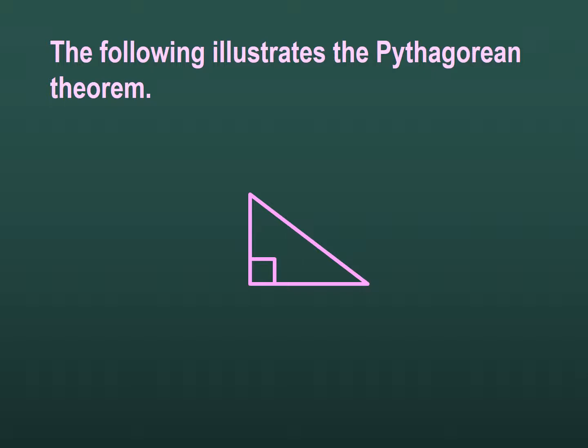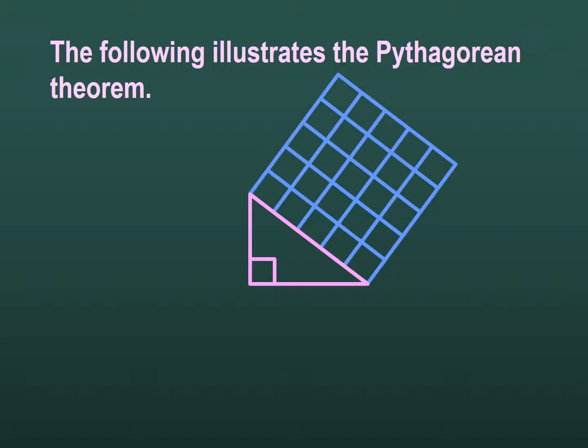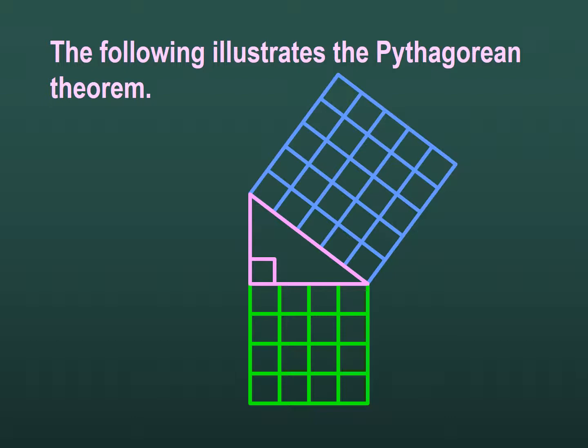So this is an illustration of the Pythagorean theorem. Here's your hypotenuse, and this hypotenuse has a length of 5. So 5 squared is 25. Here's one leg, and it's 4. And 4 squared is 16. There's 16 boxes here. And then this length is 3. And 3 squared is 9. Well, 9 plus 16 is equal to 25.